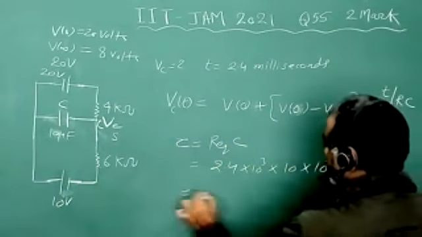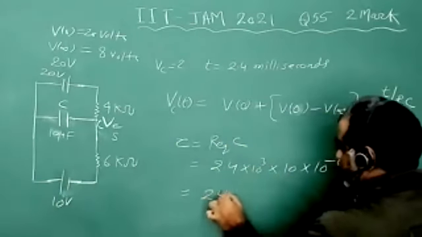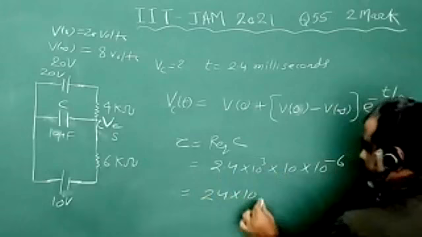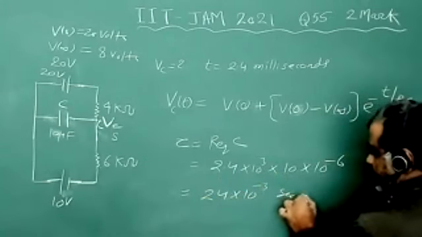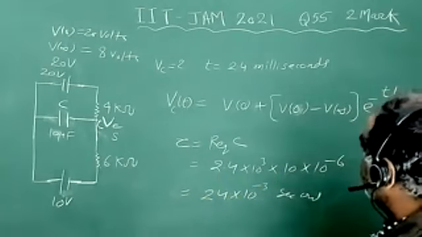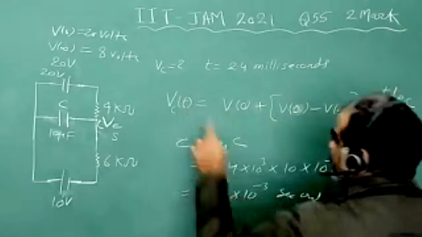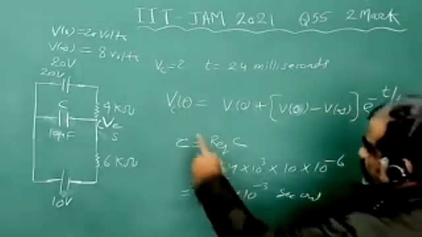So this will give me 2.4 into 24 into 10 raised to power minus 3 seconds. That means 24 milliseconds. Now I can use this formula and calculate the value of this VC.